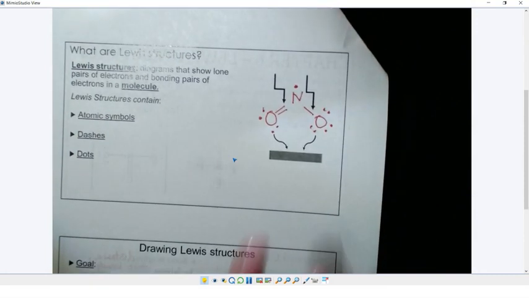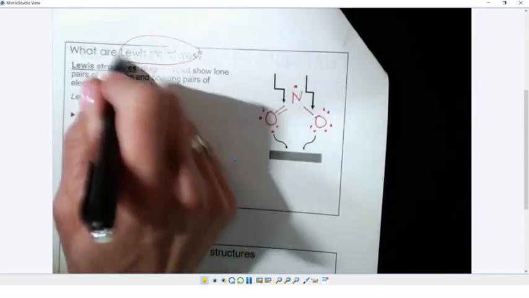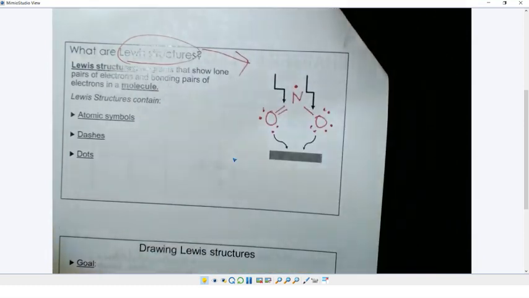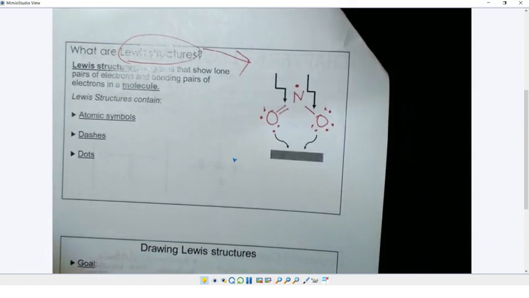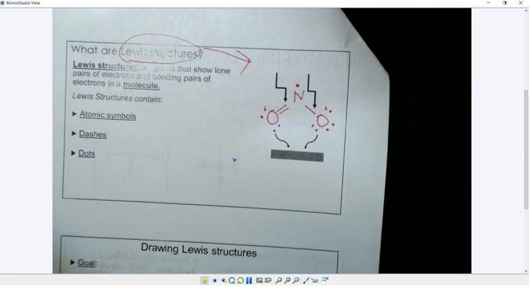Okay, so this diagram is what we call a Lewis structure. A Lewis structure is just a diagram that is going to help us figure out what the true 3D molecular structure is of the compound or of the molecule. This is one step to figuring out what it looks like in 3D. This is a two-dimensional diagram that tells us several things about the molecule.